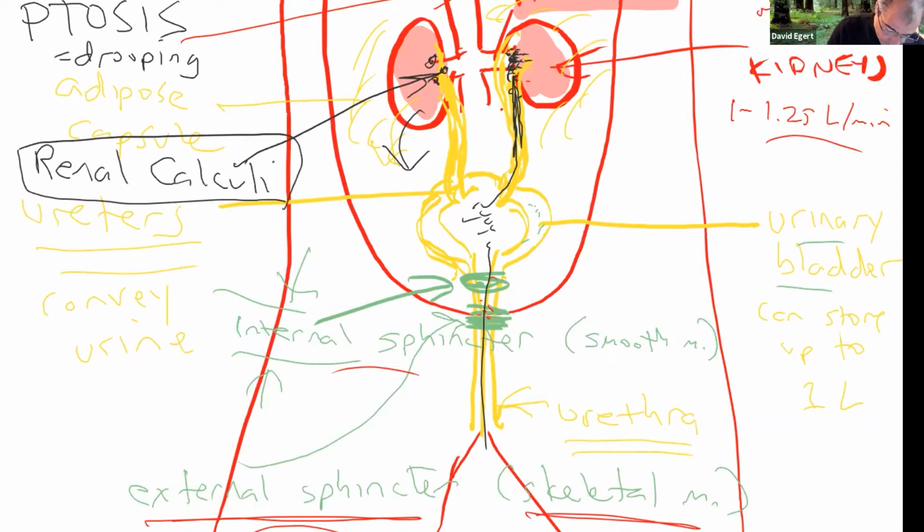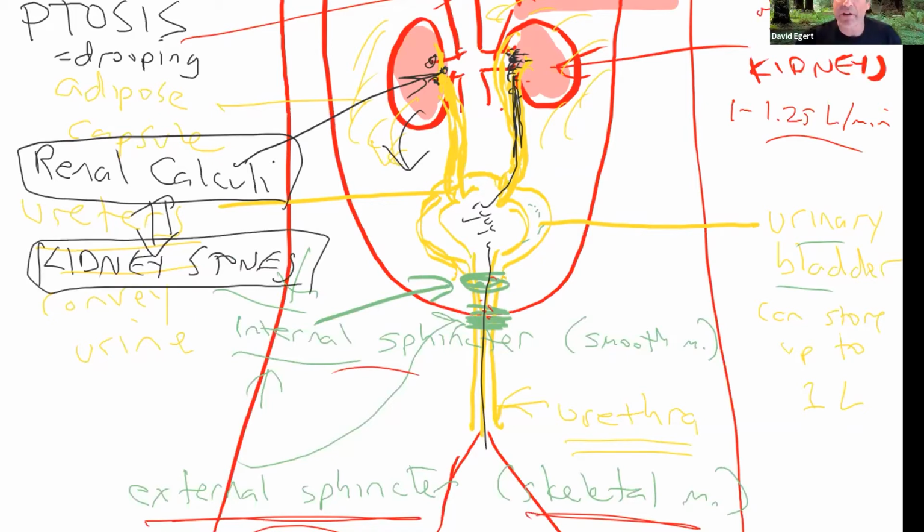Renal calculi. What's another word for renal calculi? Kidney stones. And again, they can be made out of a variety of different things. Depends on your diet, on your genetics. You're going to be more or less likely to get them. If you do get them, they can be really problematic because they're going to block the flow of the urine through the system. They're supposed to be excruciating to pass, to actually get out through the system.